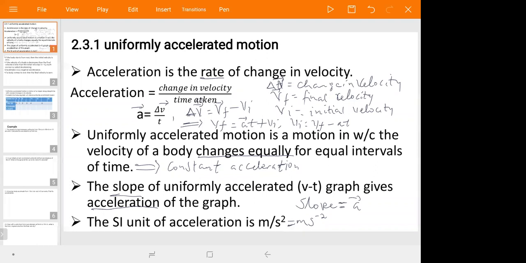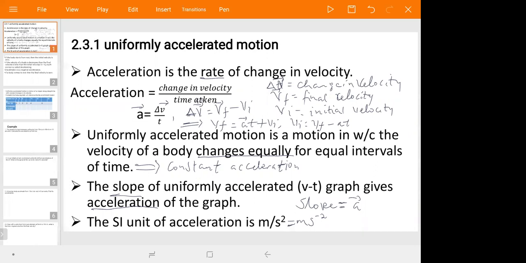Under acceleration, again, what you must know: when a body starts from rest, or when a body changes its velocity or decreases its velocity, what will happen? We will see in our next point. If a body starts its motion from rest, its initial velocity is 0.